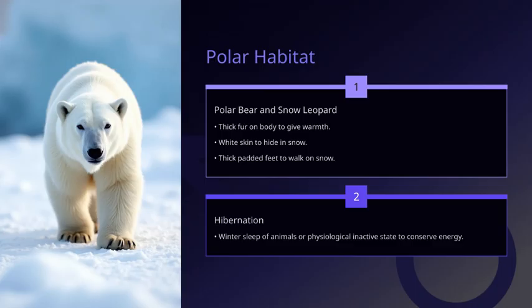You'll notice animals like the polar bear and the snow leopard, which are perfectly adapted to survive in extreme cold conditions. Their thick fur helps keep them warm, acting as an insulating layer. Additionally, they have white skin, which not only provides insulation, but also helps them blend into the snowy environment, offering camouflage from predators or prey.